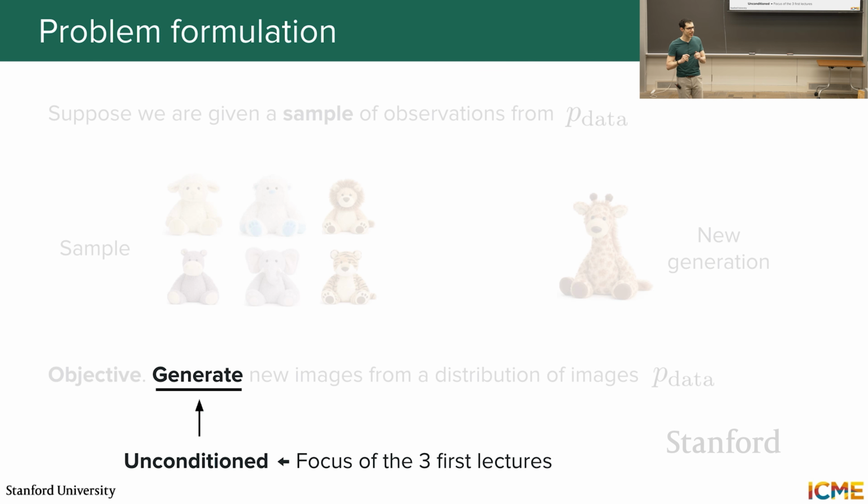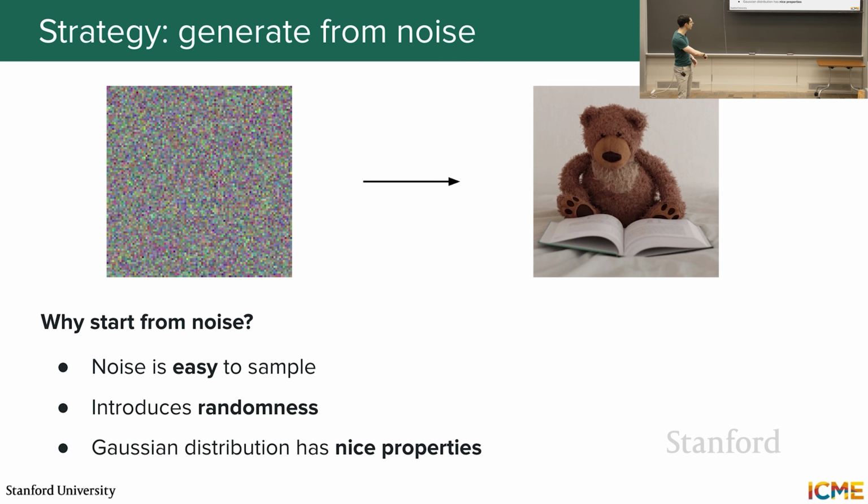So you will see that most, if not all, methods out there have something in common. They all start their image generation process from noise. So they start from noise, and then they refine the image to be the final image. I want to just spend some time on why that is the case.